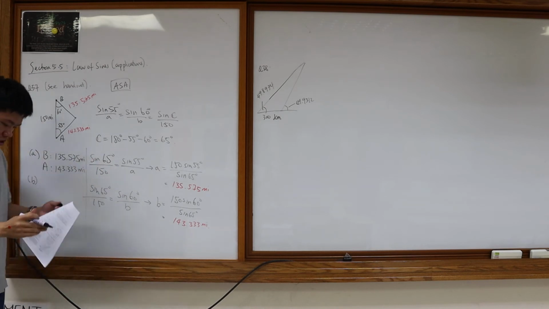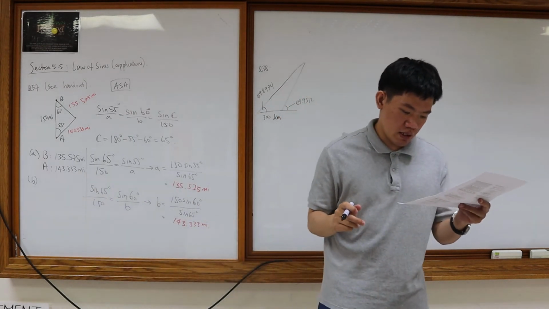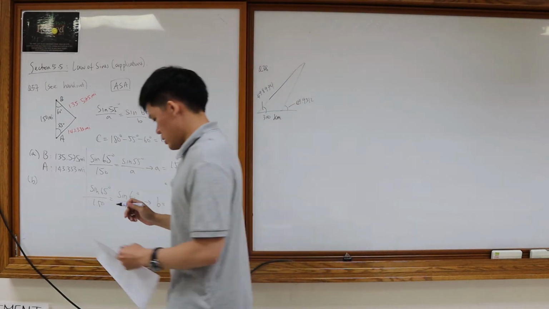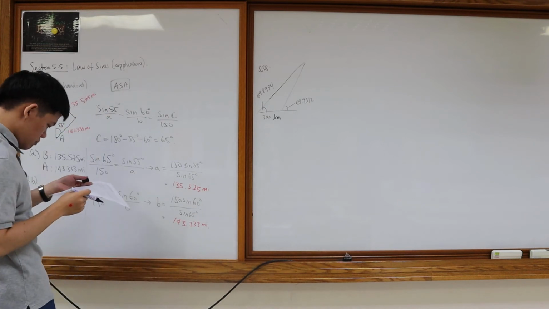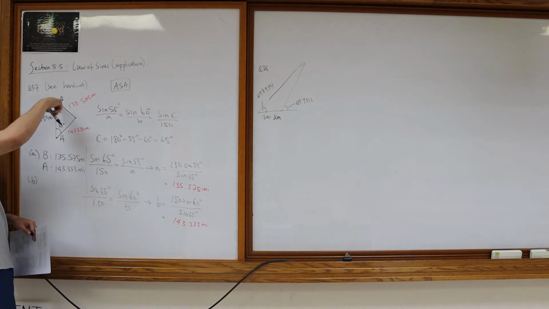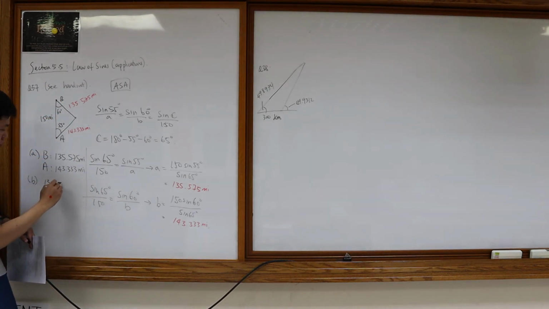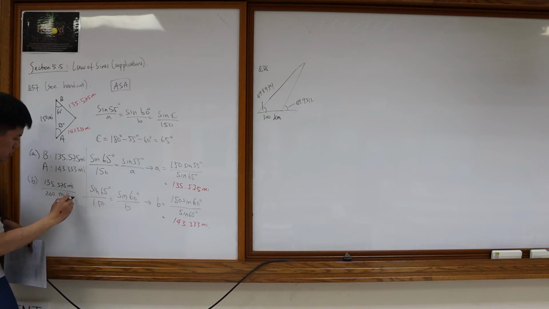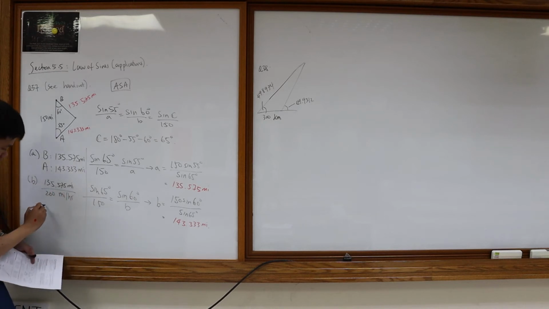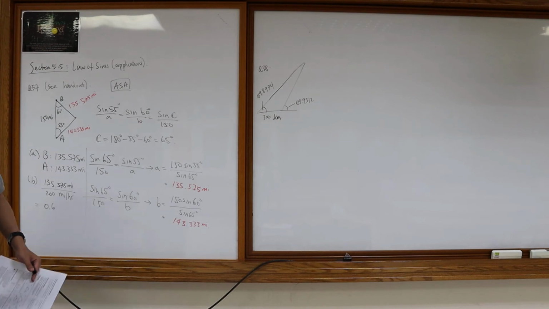Now for part B, the question says, if the helicopter is capable of flying 200 miles per hour, how long does it take for it to reach the ship? They didn't specify the units. Which one's closer? It's closer from Baker, right? So it's going to be 135.575 miles divided by 200 miles per hour. If you do the division, you end up with something like 0.678 hours.